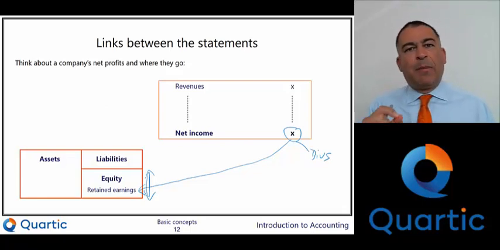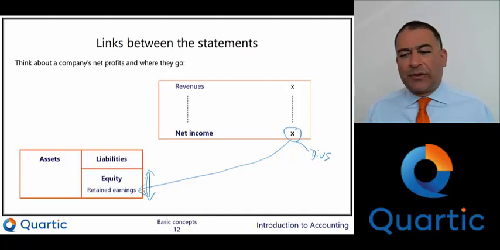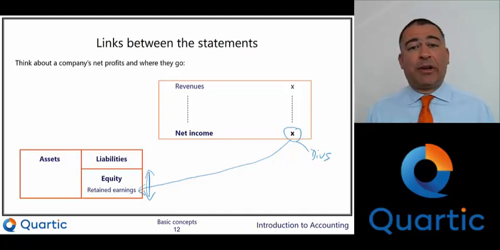Now, if the company makes profit, it's going to grow. I mean, put it in very simple terms, you can buy more assets. So you can see, with lots of profit, the assets on the balance sheet may grow, and the equity grows because it's saying the business is worth more.